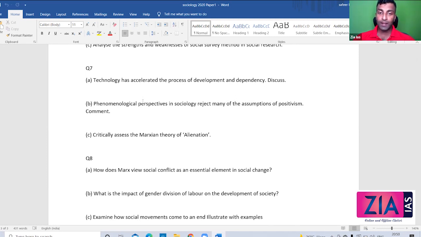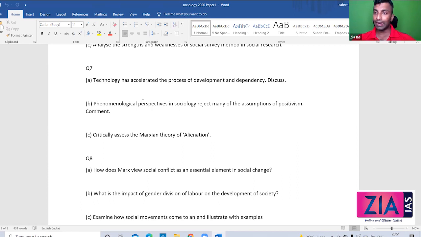8A is very simple. Class struggle is what you need to write. Class struggle acts as the motor of social change. Okay. Social conflict, class struggle is an essential element of social change. Talk about that process. Dialectical materialism. Explain that. Easy. Patriarchy and sexual division of labor we have done. Connect it with the development in society. You can use your other knowledge as well to write this answer.